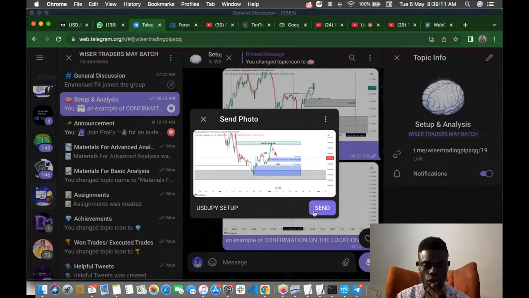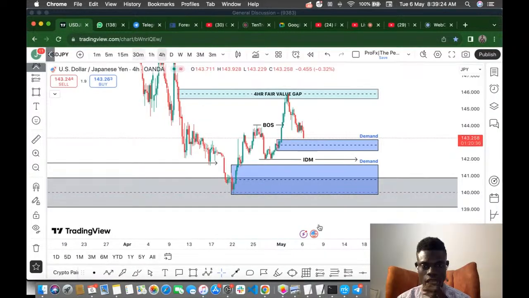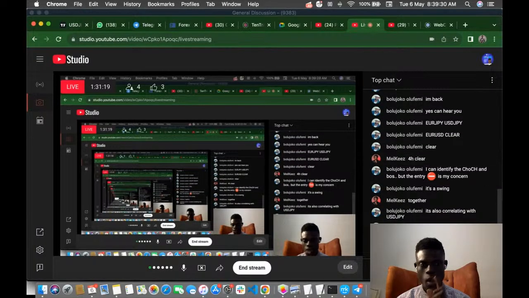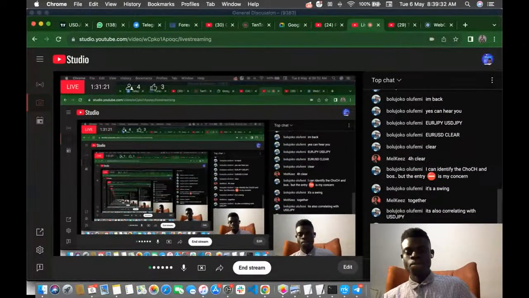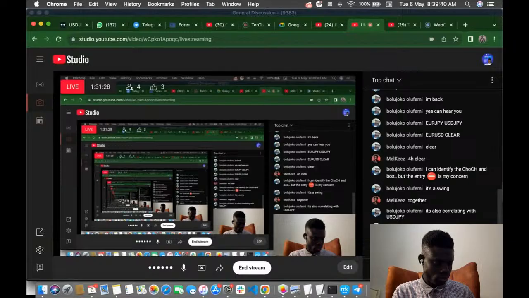So you can start by simply marking out your zones. Mark out a break of structure, mark out your demand. You don't have to understand everything yet. Step by step, one step at a time. You are 1% close to mastery. I can assure you that you are always drawing closer to mastery. You are always 1% closer to mastery.